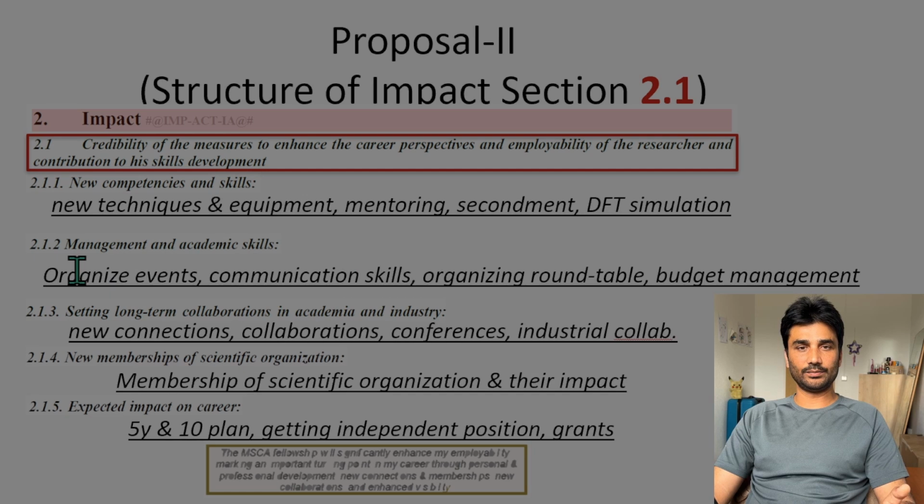The second subsection of this part, impact on the researcher, was management and academic skills, because in my previous proposal they pointed out that it was not mentioned clearly how the researcher will learn soft skills. So here I really spent some time, and I talked about what kind of things are happening in my host institute and how I can relate them to my development of these soft skills. So I mentioned that I will be involved in organizing workshops, seminars or social events.